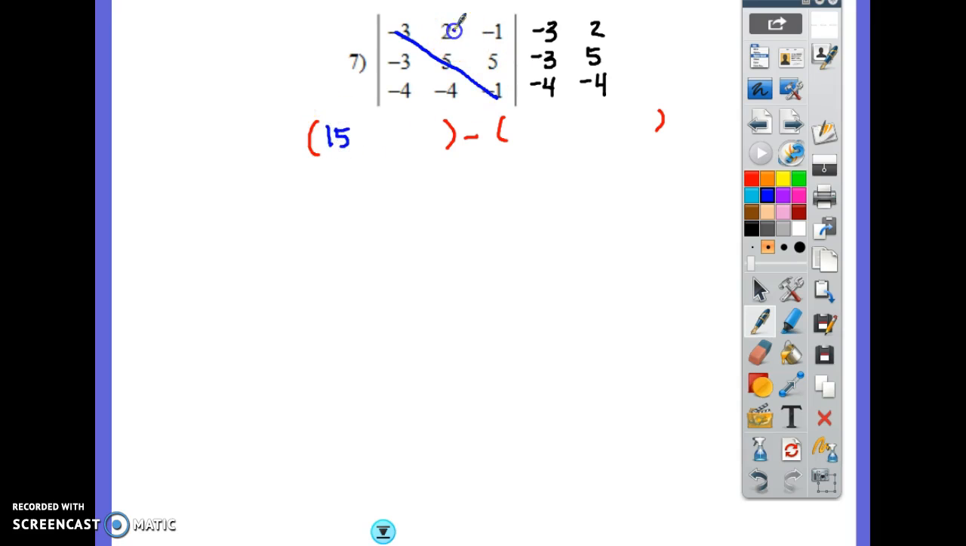My second diagonal, 2 times 5 is 10, and 10 times negative 4 is negative 40. And then my third diagonal is negative 1 times negative 3, which is positive 3. Positive 3 times negative 4 is negative 12.